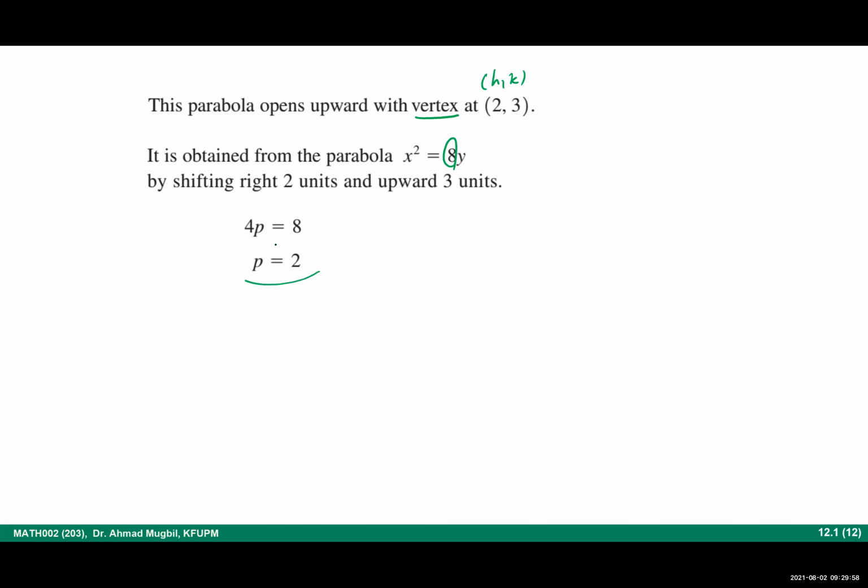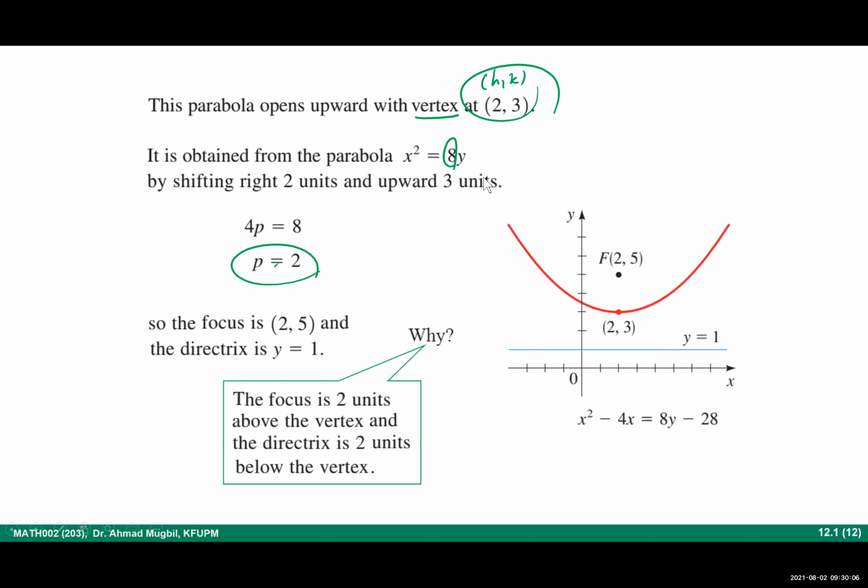Now, to find the other items, you will just consider p together with the vertex. For example, the focus, let me show you the graph. The vertex is (2, 3). And of course, it is vertical. The focus will be above because it opens up. Here p is positive, so it opens up. So you will add 2 vertically. So x values are the same over this line.